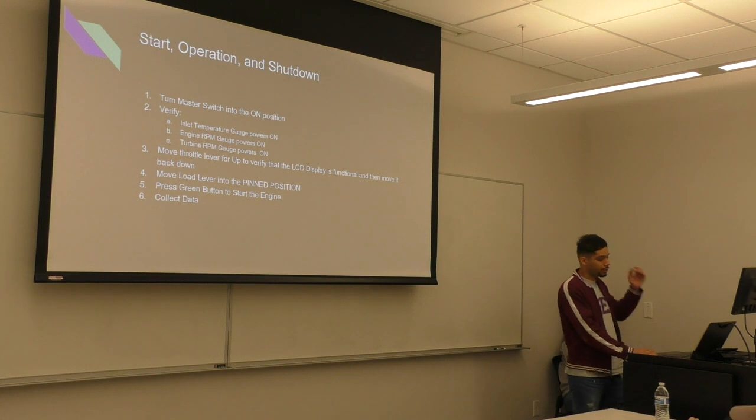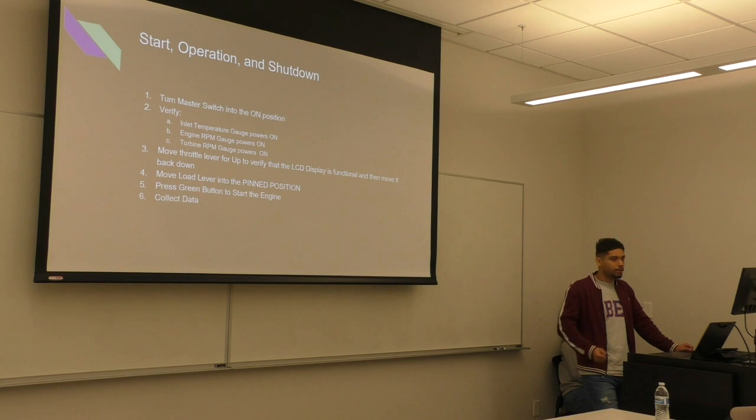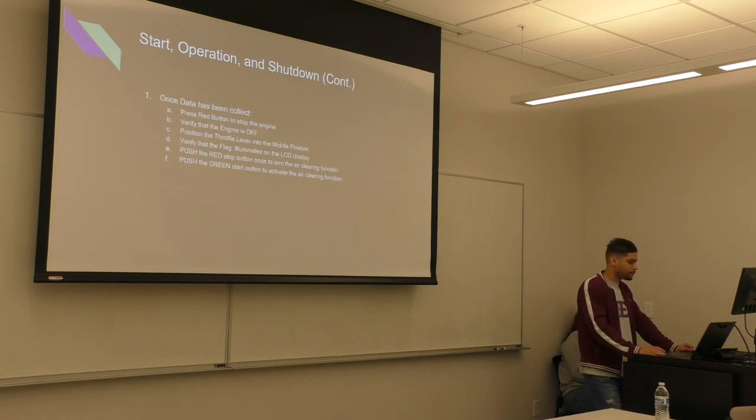So for the start, operation, and shutdown, we want to turn the master switch on and verify that our inlet temperature, engine RPM gauge, and turbine RPM gauge are all on and functional. We want to move the throttle lever up to make sure that the LCD display is working properly, and then move it back down. We want to move our load lever into the pin position, and then we want to press our green start button and collect all of our data.